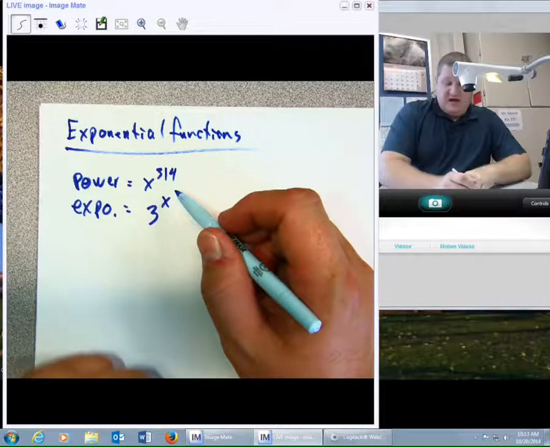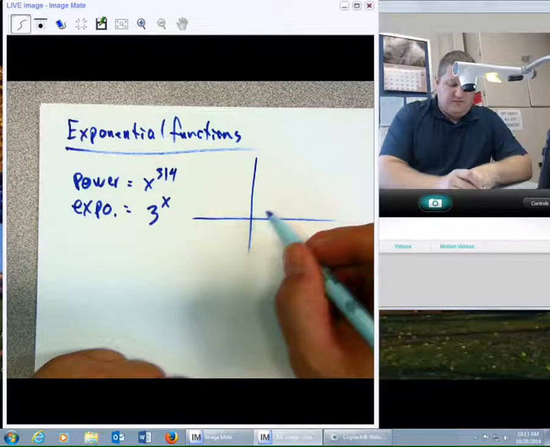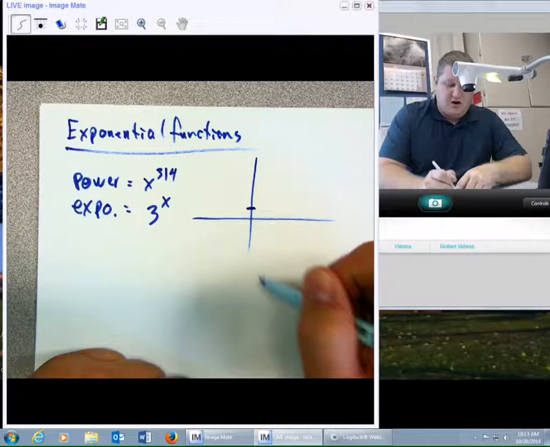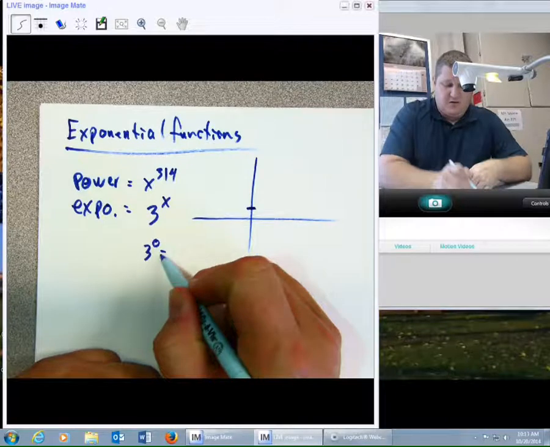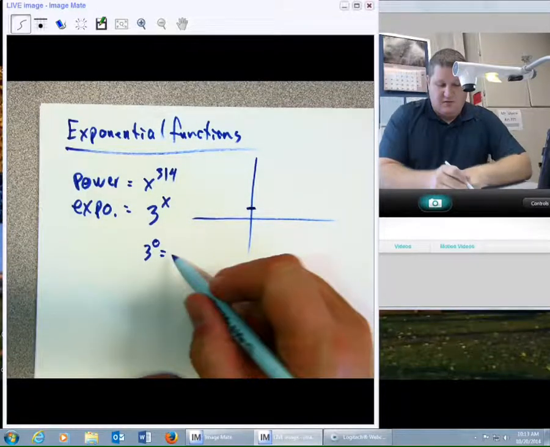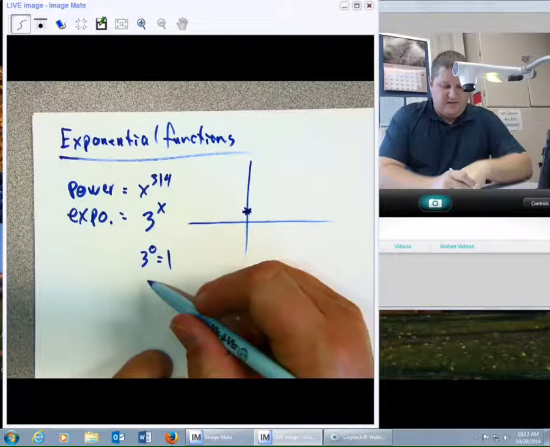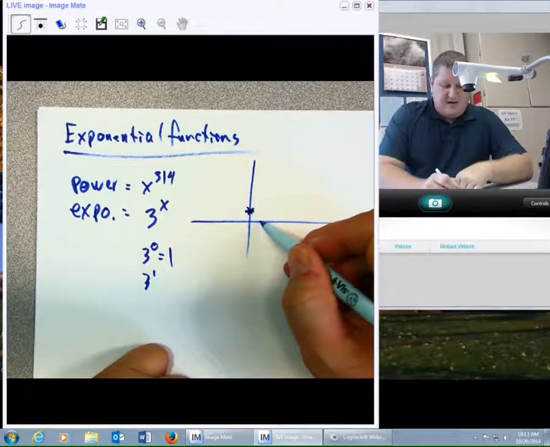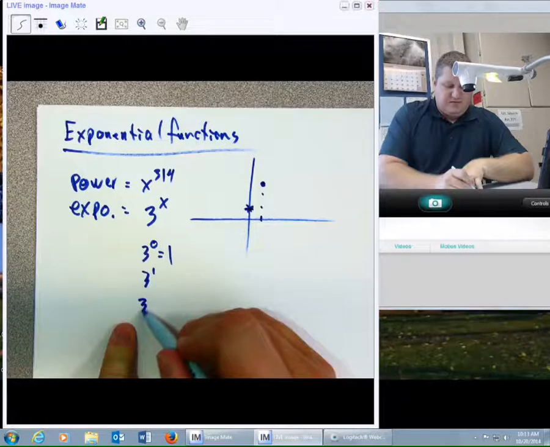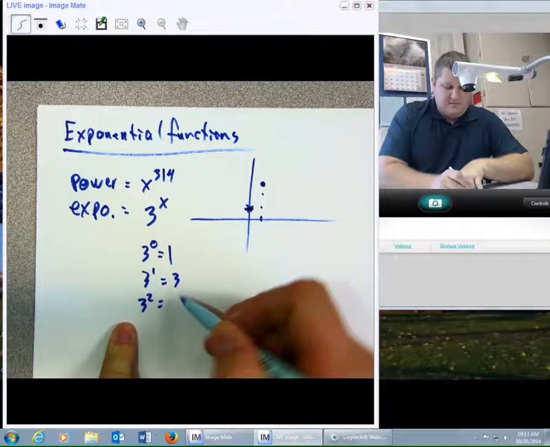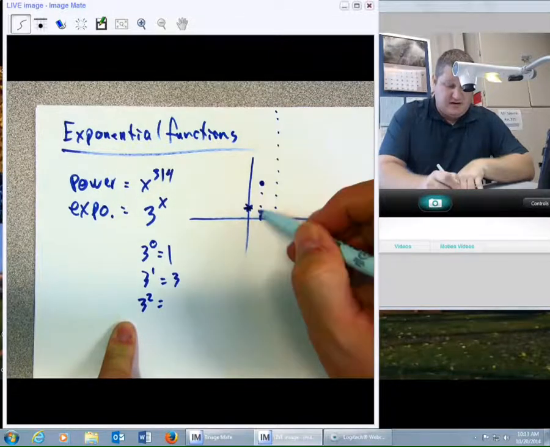Now, exponential equations come in just one of a very few varieties. An exponential function is always going to cross at 1 unless otherwise adjusted. Reason being, if I have 3 raised to the 0 power, anything raised to the 0 power is 1. So in this case, I know it's going to cross here. Now, if I have 3 to the first, that's going to be over 1 up 3. If I have 3 squared, that's going to be over 2 up 9. And so it's going to look like this.